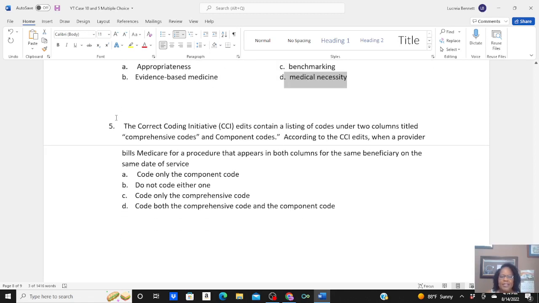And number 5, the correct coding initiative, we call them CCI edits, contains a listing of codes under 2 columns titled Comprehensive Codes and Component Codes. According to the CCI edits, when a provider bills Medicare for a procedure that appears in both columns for the same beneficiary on the same date of service, then the answer here says that you code only the comprehensive code, because it includes the component codes.